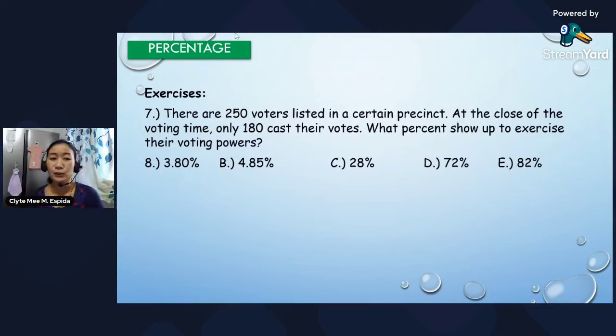There are 250 voters listed in a certain precinct. At the close of the voting time, only 180 cast their votes. What percent show up to exercise their voting powers? Okay, this is A, 3.80, 4.85, 28, 72, or 82%.